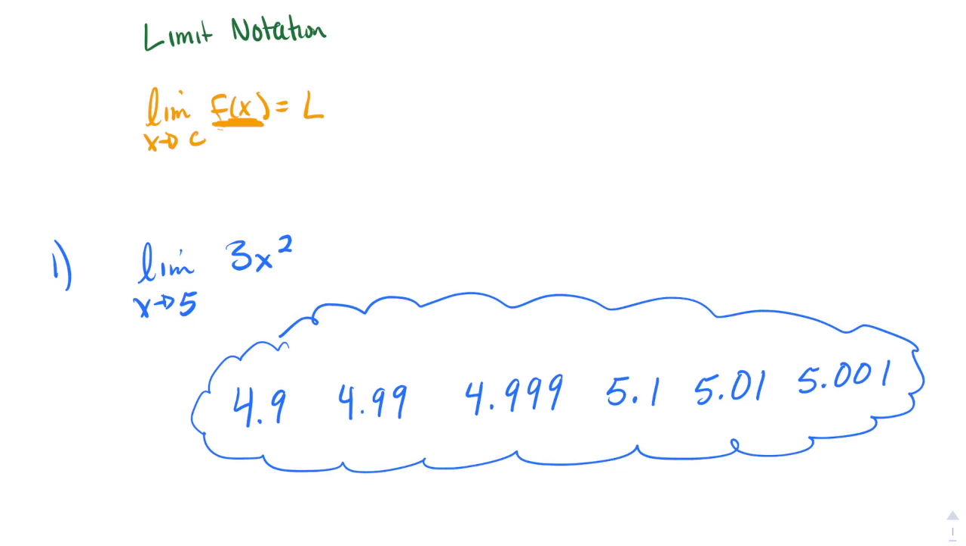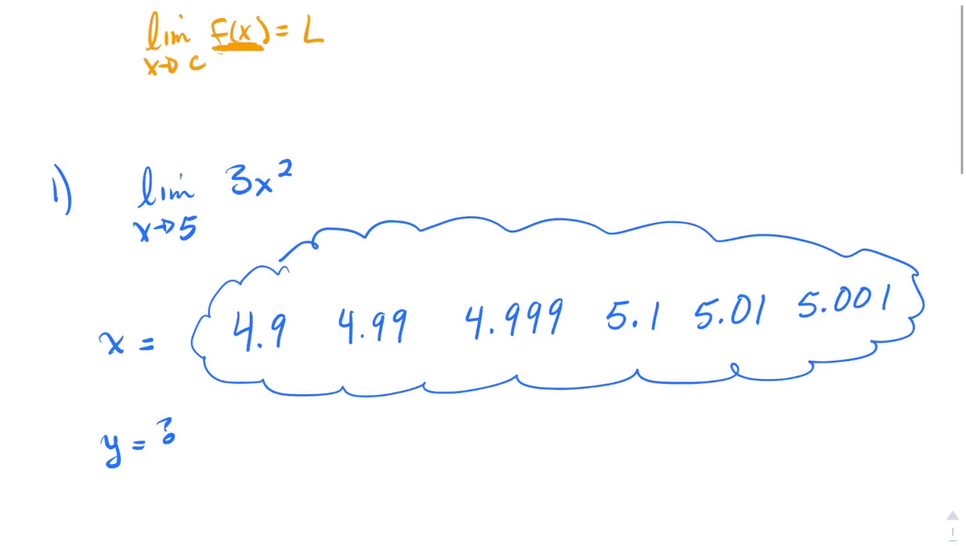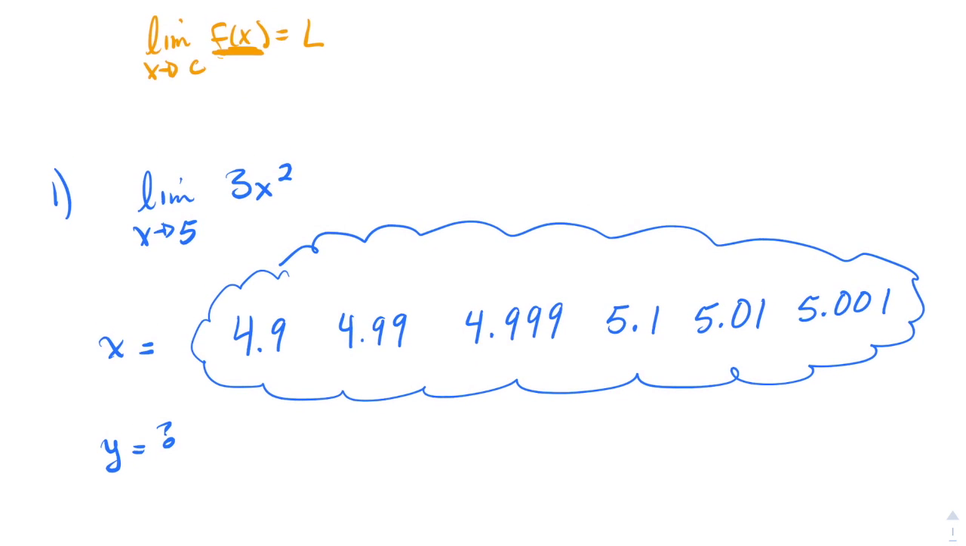So what we're going to do with these values is we're going to say, well, when x is equal to these values, what is y equal to? And remember, to find that, we could just substitute these values into our function, which is 3x squared.